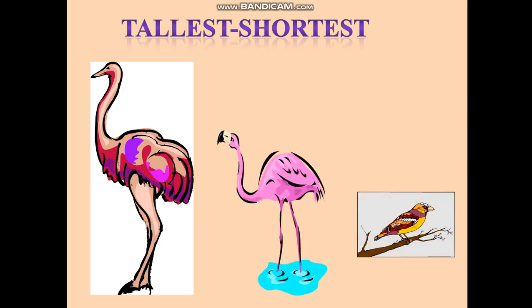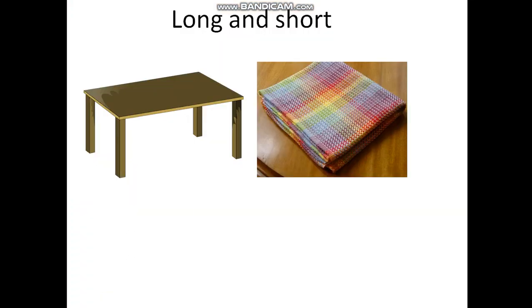Similarly, which of these are tallest and shortest? We can say the ostrich is the tallest out of 3. We can say the sparrow is the shortest out of 3.